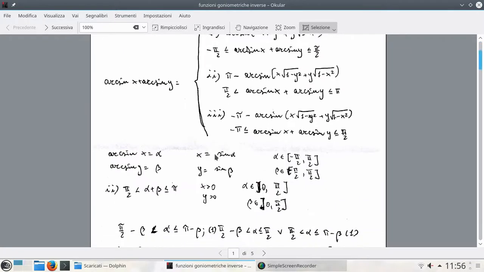We set arcsine of x equals alpha and arcsine of y equals beta, so x equals sine alpha and y equals sine beta, in consequence of the previous relationship. We have alpha and beta belonging to the same closed interval between minus 1/2 of pi and 1/2 of pi.